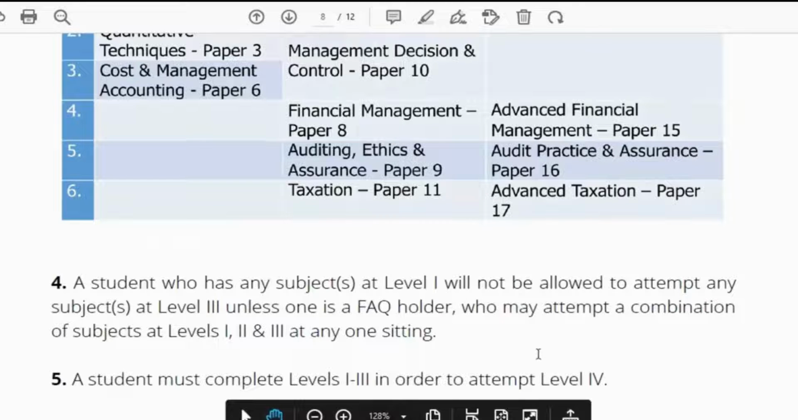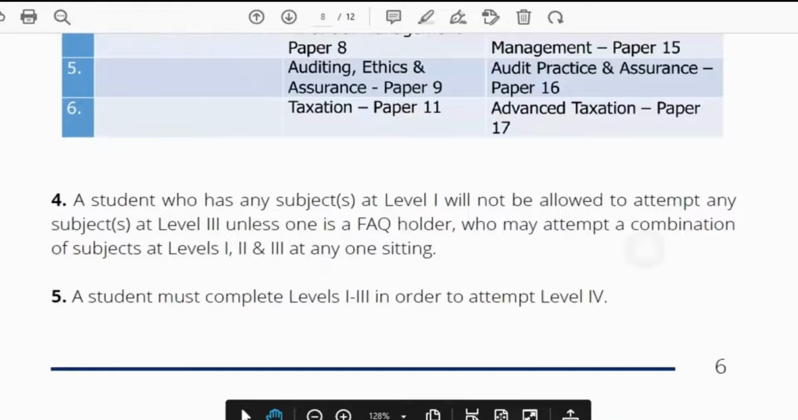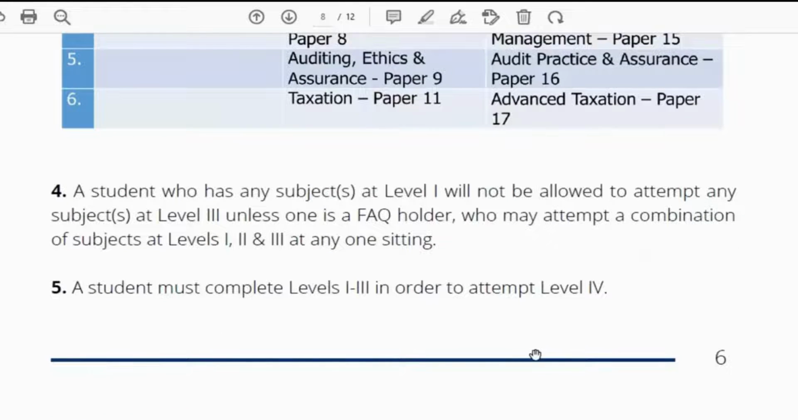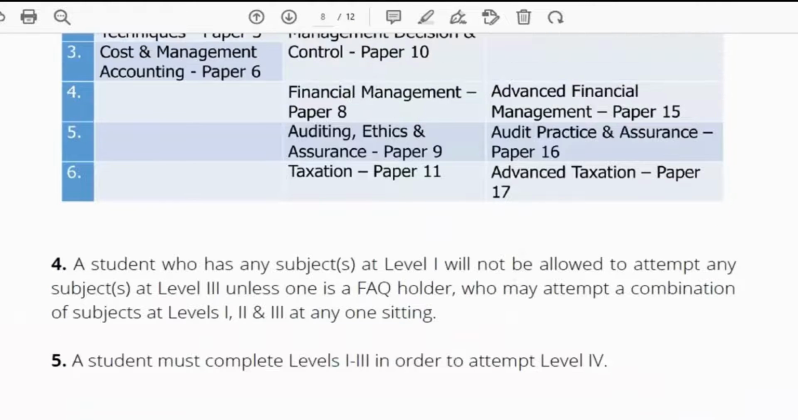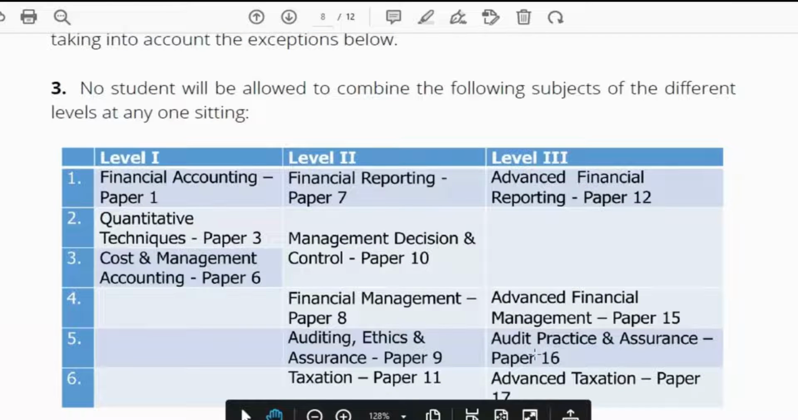Again, there are those people that have foreign accountancy qualifications, the FAQs. These may be exempted, yes, but there are certain papers they are supposed to do. So you'll be able to find all those details in the student handbook in addition to this presentation. So that should be able to guide you fully.